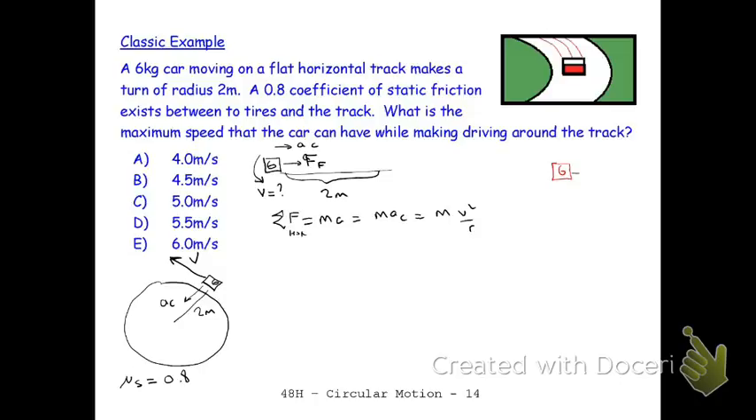6, FF, 60 equals FN. FF is equal to mu times FN. FF is equal to 0.8 times 60. FF is equal to 48 newtons. So I can do a little side calculation to figure that out.